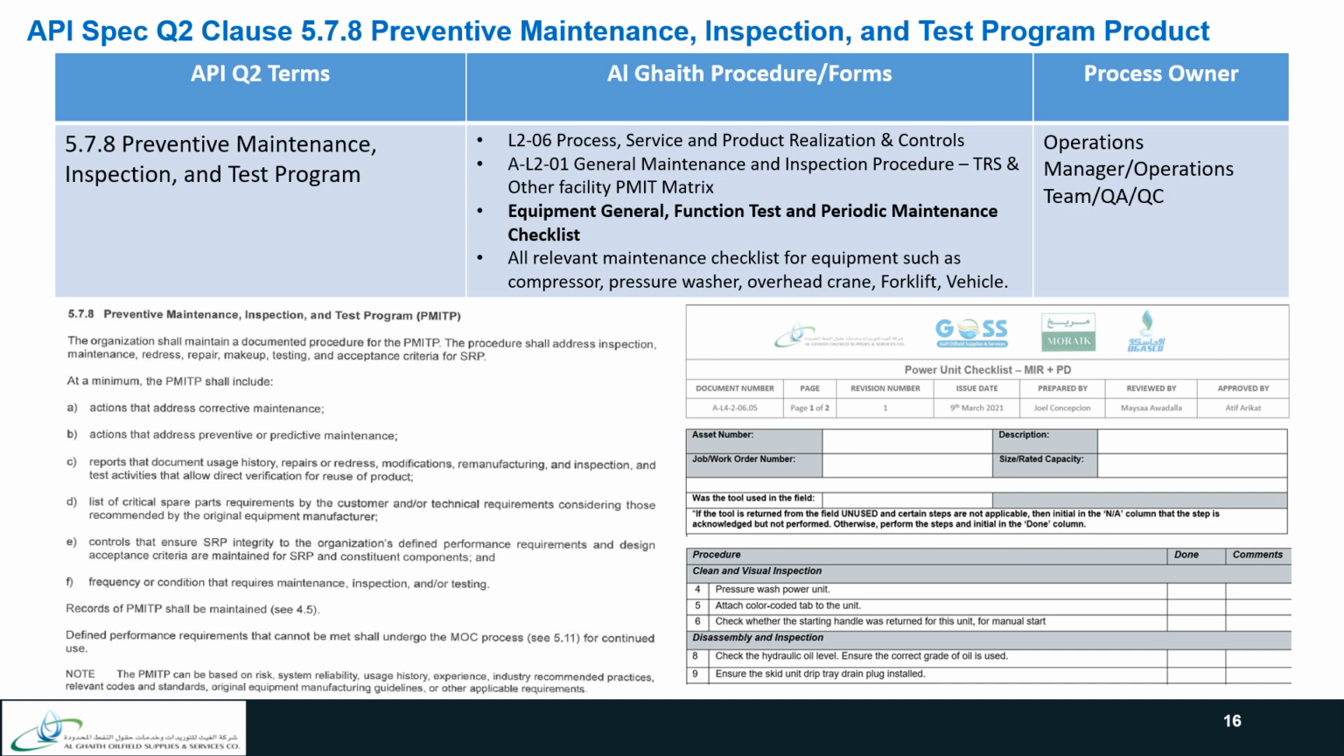Power Unit Checklist. Operations Manager, Operations Team, QA, QC shall ensure that this process is properly performed, and records maintained and uploaded in the relevant job folder in the shared drive and QPulse database. All relevant maintenance checklists for non-SRP equipment such as compressor, pressure washer, overhead crane, forklift, vehicles shall be completed as per this clause.